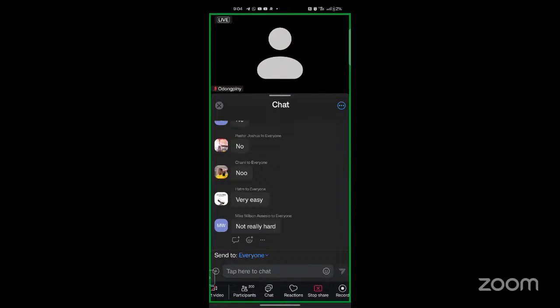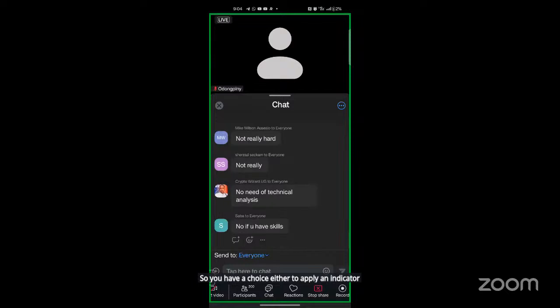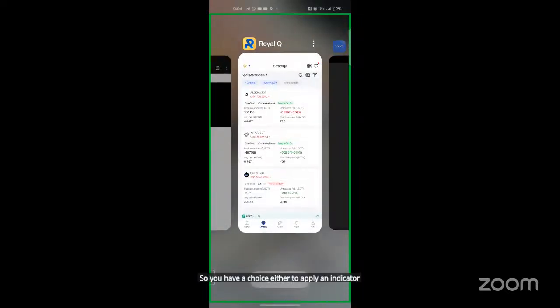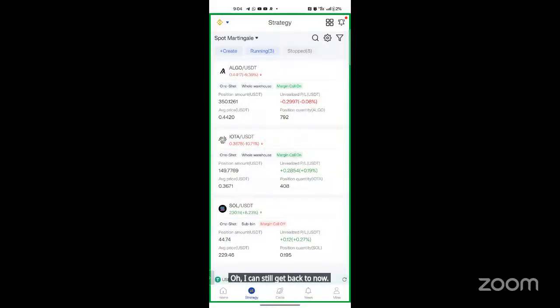You have a choice either to apply an indicator, or I can still get back to now. One of the challenges you face is being a leader. Being a leader is not easy.